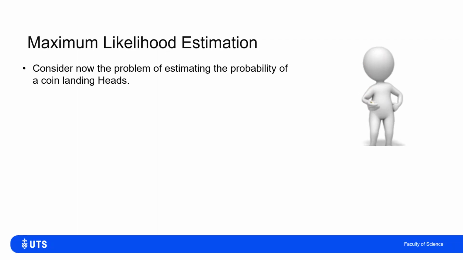Following on from our previous video where we introduced likelihood functions and using these for estimation, I'll now do a problem of estimating the probability of a coin landing heads.